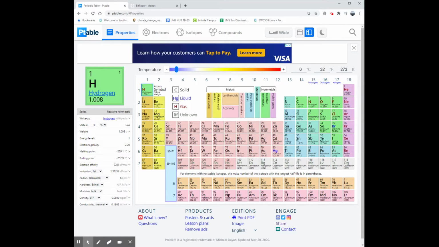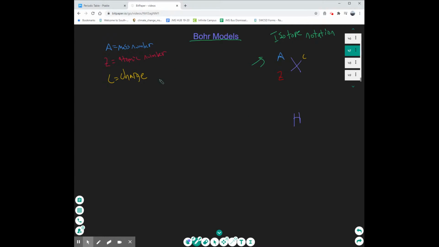Atomic mass is always bigger than the atomic number, and it's almost never a whole number. Okay, so that's a cheat code for you, right? Atomic mass is always the bigger one. It's almost never a whole number. If it's not a whole number, you round it to the nearest whole number. So this one we round down to one. Okay, so let's just fill this out for hydrogen.